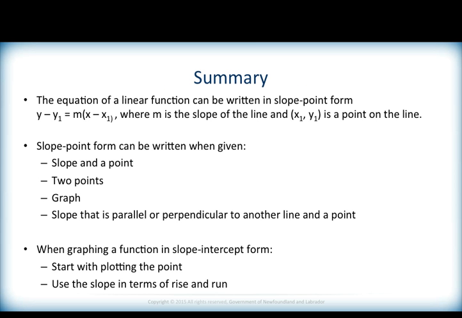Now, in summary, the equation of a linear function can be written in slope point form: y subtract y1 equals m(x subtract x1), where m is the slope of the line and x1, y1 is a point on the line. It can be any point on the line if it is not already determined for you on the graph. Slope point form can be written when given slope and a point, where you just automatically substitute both of those in there. 2 points, where you have to find your slope first using your slope formula. Then you can use 1 point for the coordinate point x1, y1.